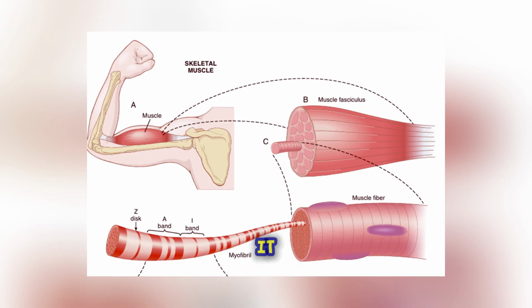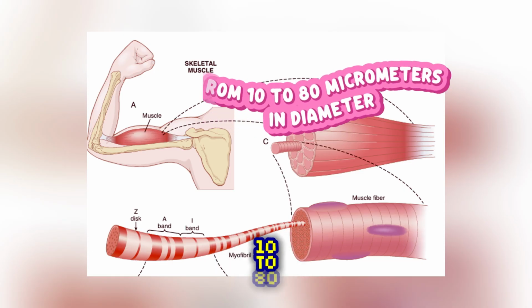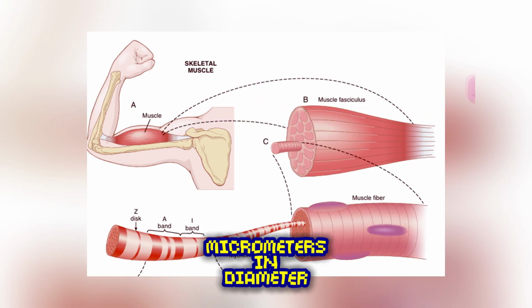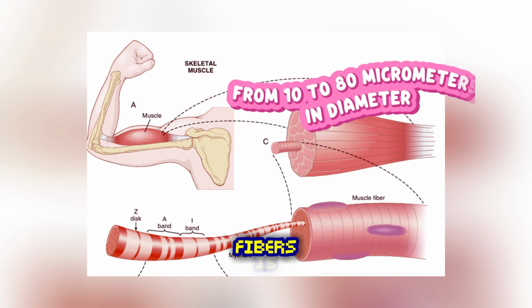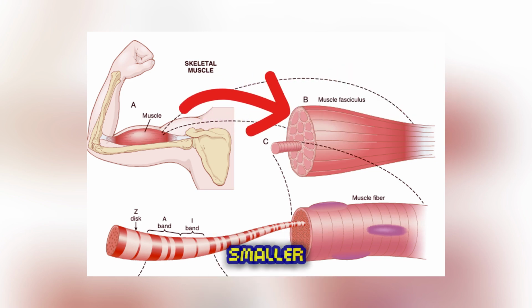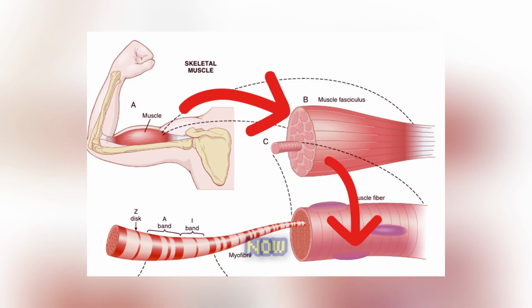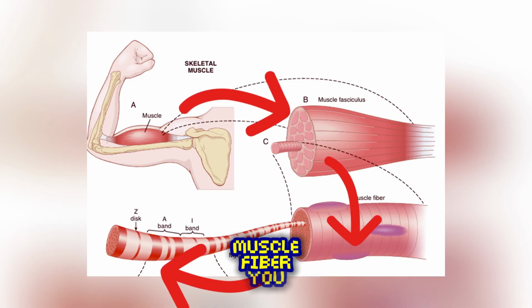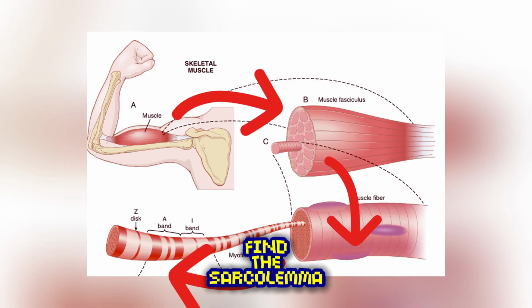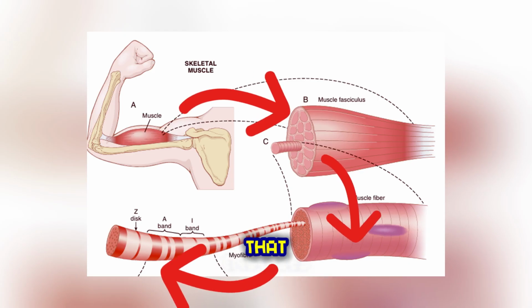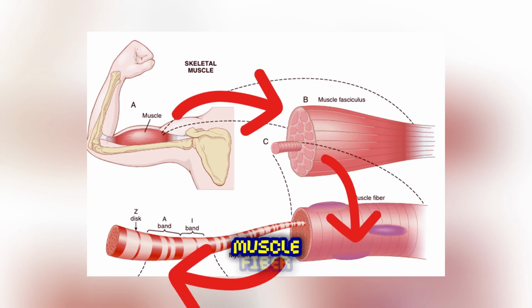In the figure, it is shown that skeletal muscles are composed of numerous fibers that vary from 10 to 80 micrometers in diameter. Each of these fibers is made up of successively smaller subunits. Now, in each muscle fiber you find the sarcolemma, which is a thin membrane that encloses a skeletal muscle fiber.